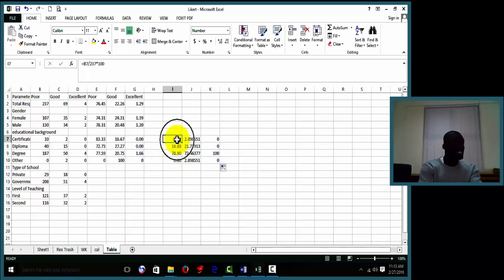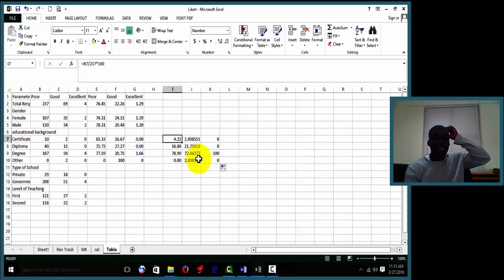And then the certificate people, only 2% of them presented with poor. So this is how the interpretation has completely changed. Do you appreciate it? So if you are not careful, you'll be communicating something that is completely wrong.